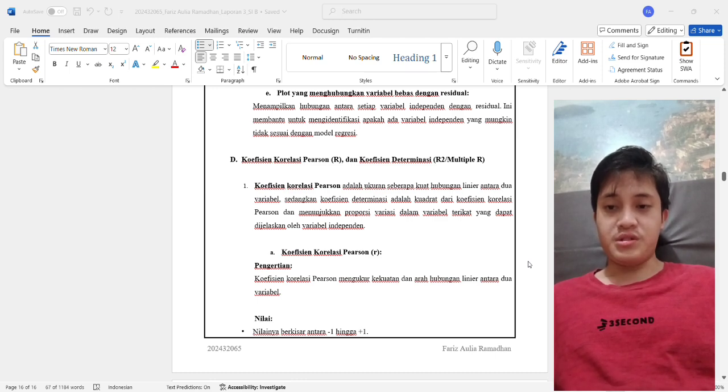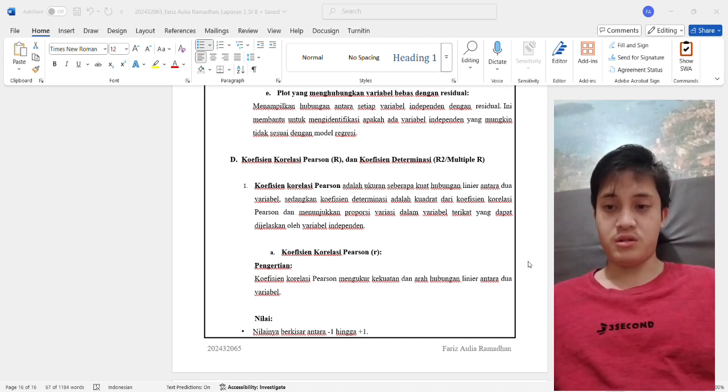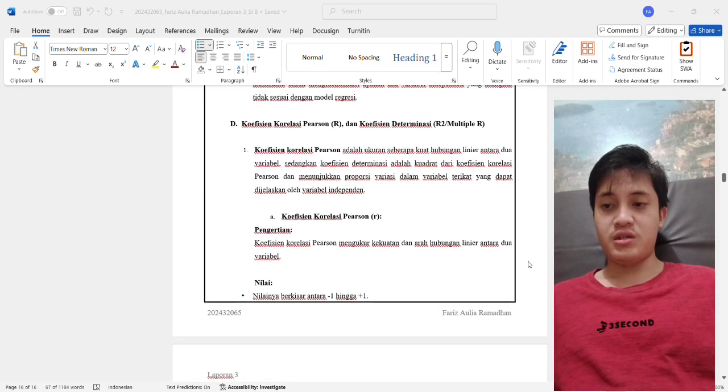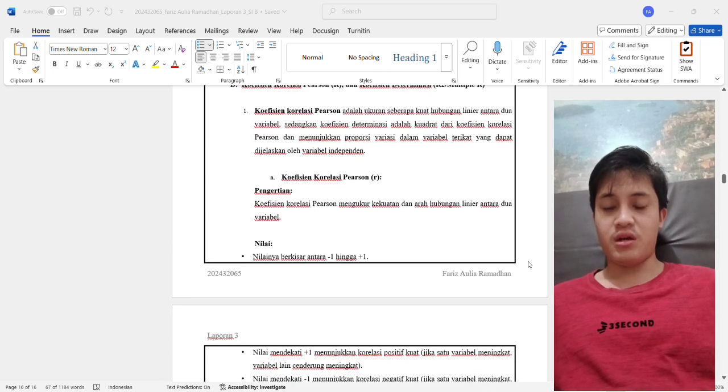D. Pearson's correlation coefficient or R, and coefficient of determination or R squared. 1. The Pearson correlation coefficient is a measure of how strong the linear relationship is between two variables, while the coefficient of determination is the square of the Pearson correlation coefficient and indicates the proportion of variation in the dependent variable that can be explained by the independent variable.